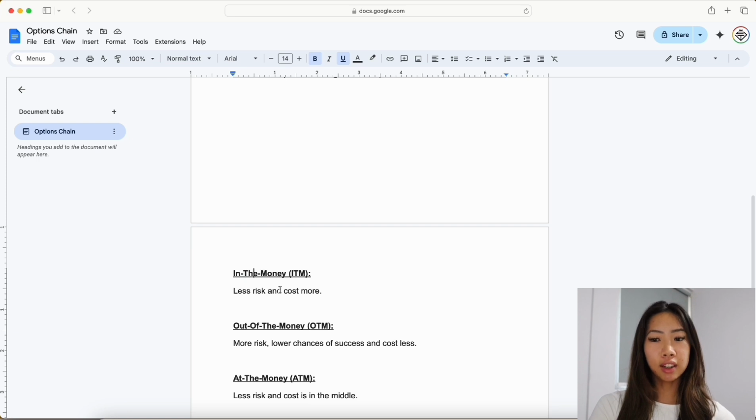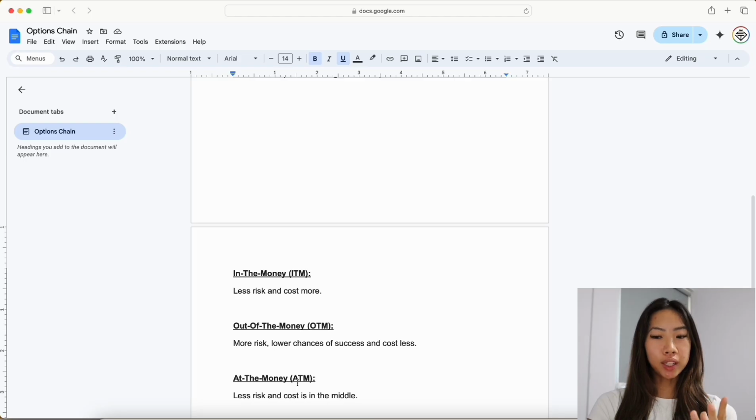If we go back here, what the basic definition is when you say in the money, it's less risky and it costs more. So you're paying more money because you know that trade is going to work out. And then out of the money is more risky, there's lower chances of success, and because it's lower chances of success, it's going to cost less. You're kind of paying for something that works out very well. Then at the money is less risky and the cost is in the middle.